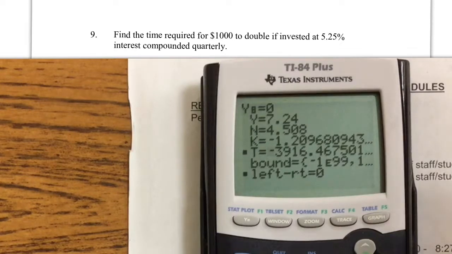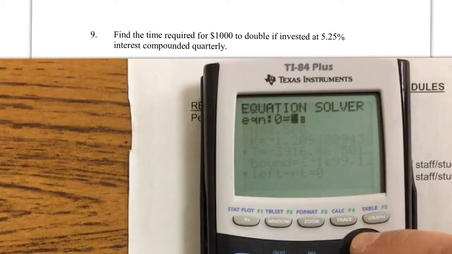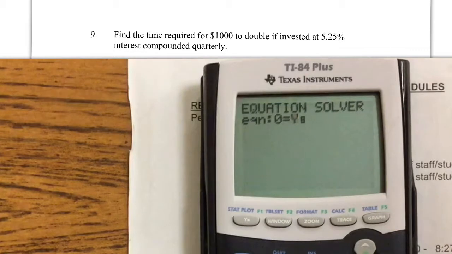So, for example, I approach problem 9. It says find the time required for 1,000 to double if invested at 5.25% interest compounded quarterly. What you know is this isn't half-life, and I'm in Y8 currently, so that's the wrong formula for this one. So let's clear that out. If you remember, compounded a certain number of times, quarterly meaning n is 4, we need the formula with an n in it. We need Y9. Y0 is for compounded continuously.